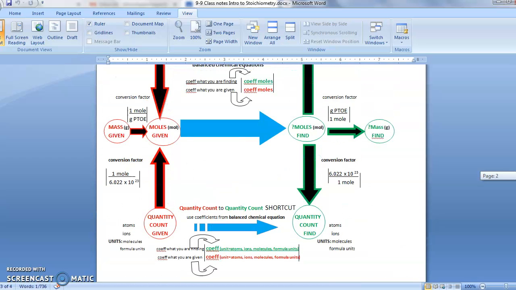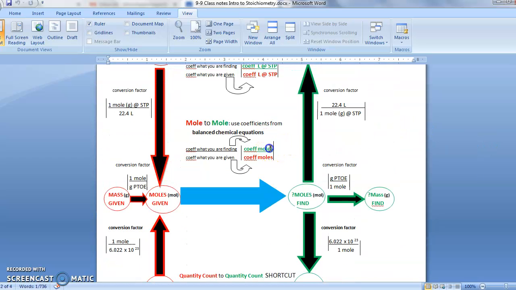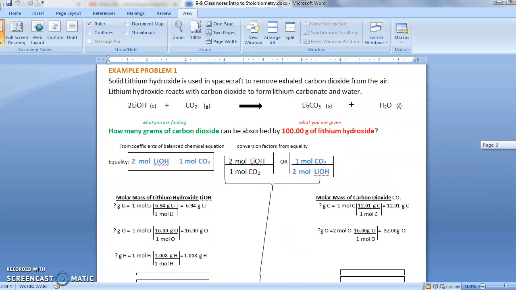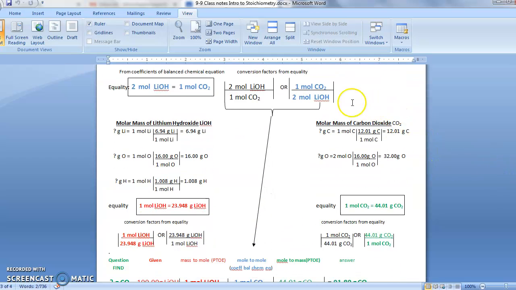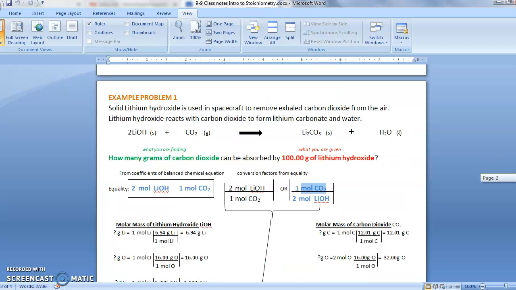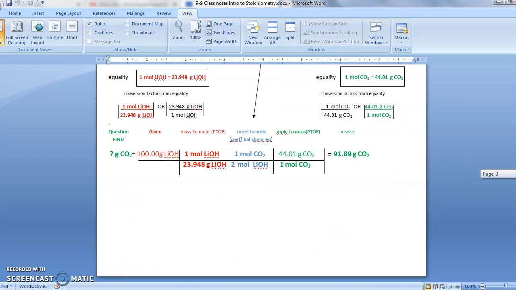Which one do I want? I want the moles of the thing I'm trying to find on top. The one I'm trying to find is carbon dioxide. That's what I'm trying to find. The question's asking about carbon dioxide. So I need this equality. Mole of carbon dioxide on top, 2 moles of lithium hydroxide on the bottom.